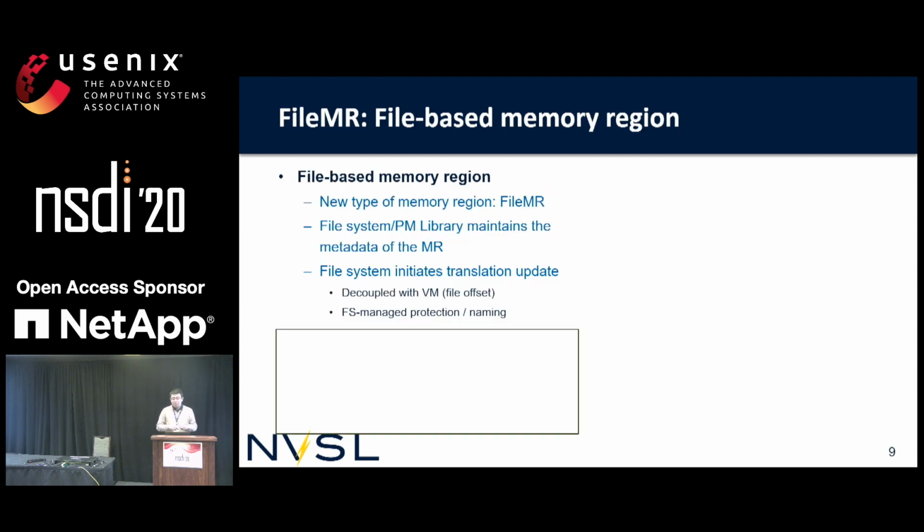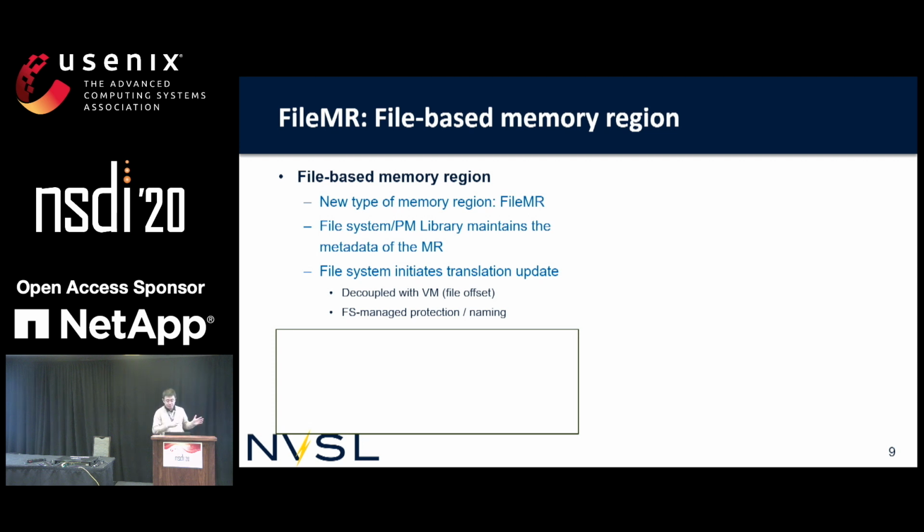Because of the above issues, we are introducing a new type of memory region called FileMR. With FileMR, the file system maintains the translation of the MR, so the translation is always initiated from the file system and propagated to the RDMA stack. That means two things. First, the address used in RDMA, at least for FileMR, is decoupled from the virtual memory subsystem. It simply means a file offset. And second, how we interpret the file offset is totally up to the file system. So we can implement permission and naming in the file system layer.